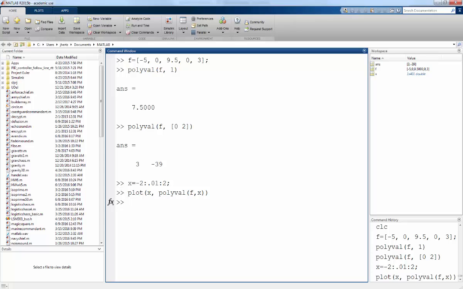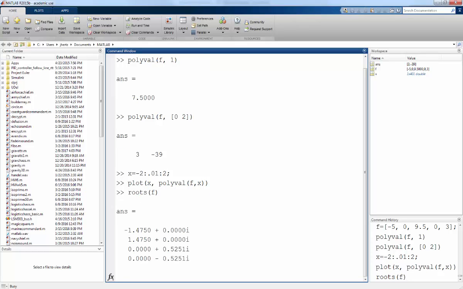Now let's look at the roots of a polynomial, and we'll keep using the same polynomial. The roots are the values of x for which the polynomial equals 0. So the function roots tells us the roots of the polynomial, and we can see that 2 of the roots are imaginary, 2 of them are real, plus minus 1.475. And if you plug these values into the polynomial, you'll see that you do in fact get 0.